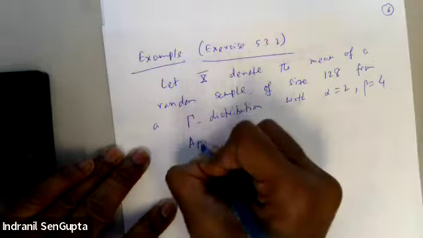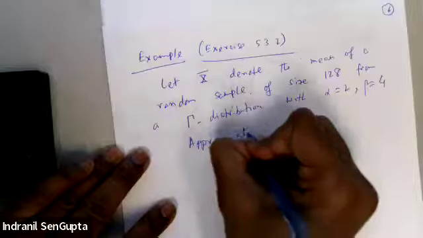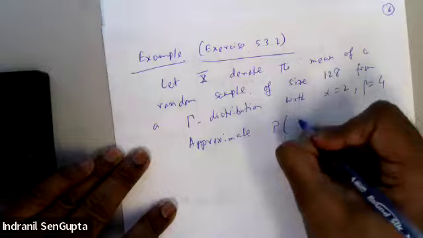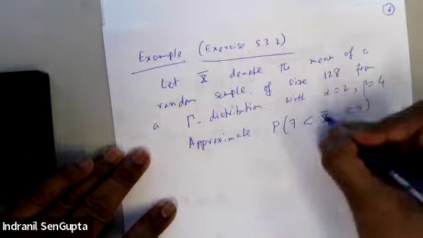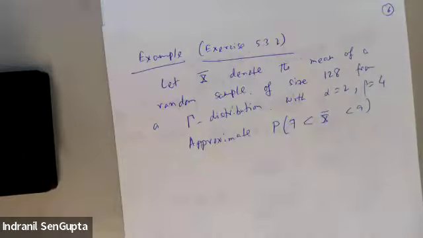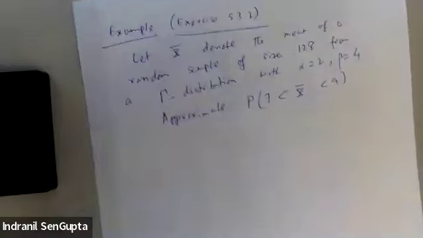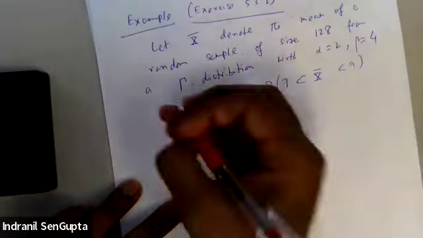The question is to approximate the probability of 7 less than x bar less than 9. Once again, this can be computed, but it is a very laborious computation, so we'll approximate this. Okay, so here is the solution.